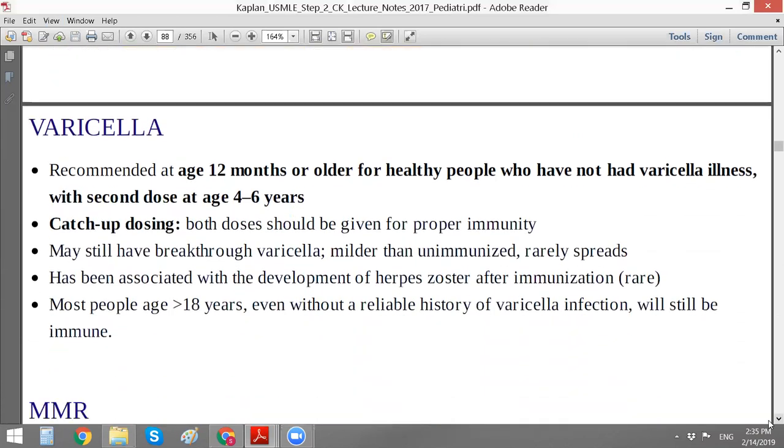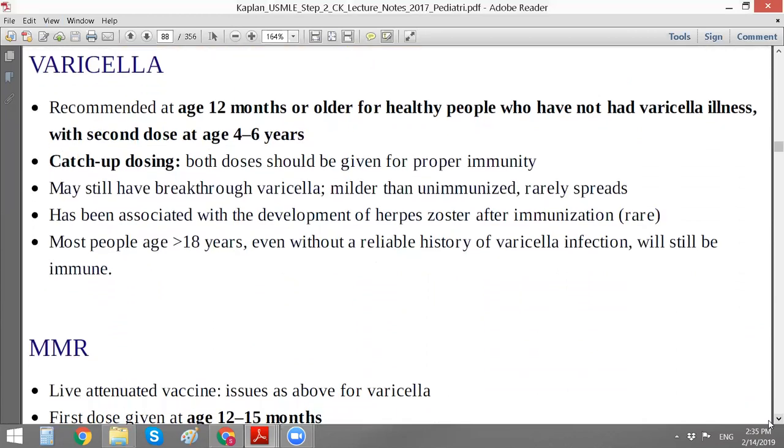Varicella is recommended at age 12 months or older for healthy people who have not had varicella illness, with a second dose at age 4 to 6 years, and catch-up dosing. Most people age greater than 18 who are immune without a reliable history of varicella will still be immune.